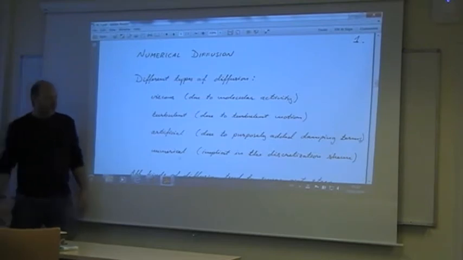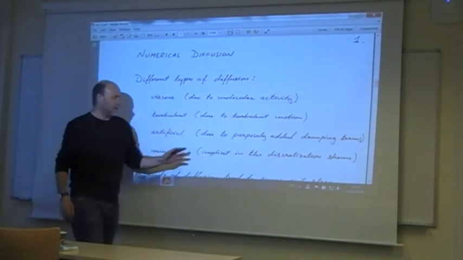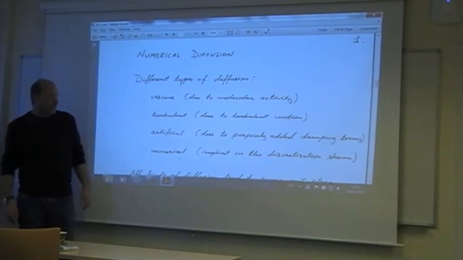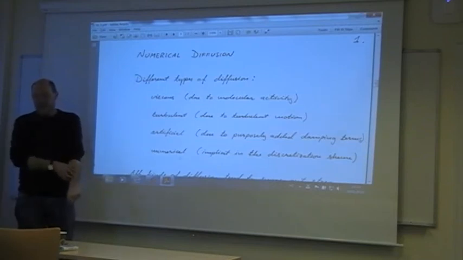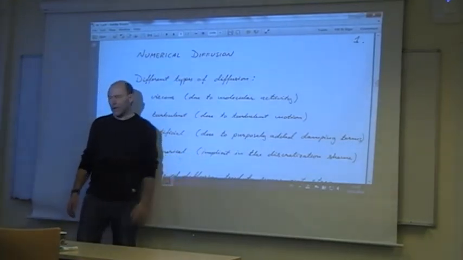So that's something that we have added on purpose. We choose a scheme that has some additional artificial diffusion built into it. And finally, the numerical ones, which I say is negative. It's there inside your scheme, and it's hard to do anything about it.